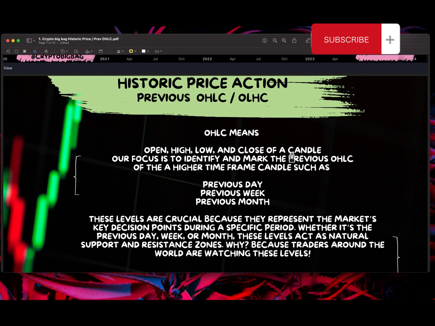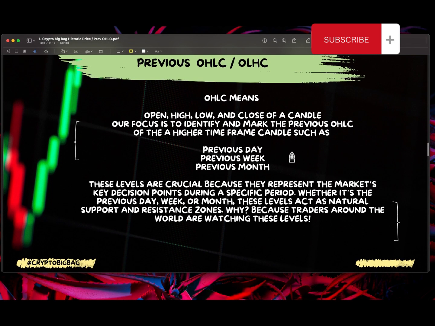These levels are crucial. They represent market key decision points during a specific period. Like I said, previous day, previous month, previous week, previous year. The high, the low, the close, the open are key levels of a specific period, right? And these levels act as natural support and resistance zones. Why? Because traders around the world are watching these levels.